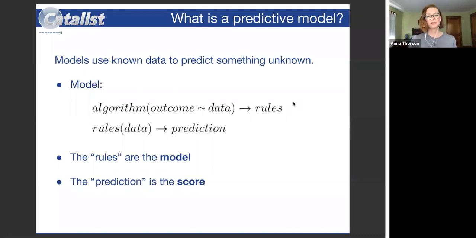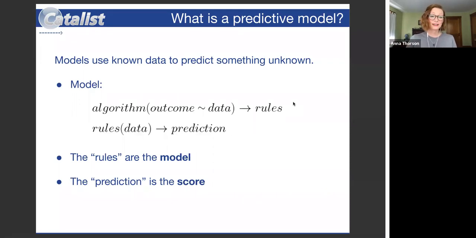So this is a bit of a terminological thing, but I think it's important that we remember that a model is the rules, and the score, that prediction, is the output of the model, and that's what you're actually working with day-to-day, that score. So I apologize if I mess up and call something a model when it's actually a score in this presentation, because we all do it, but that's the difference.